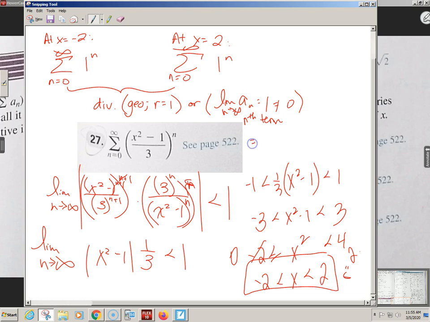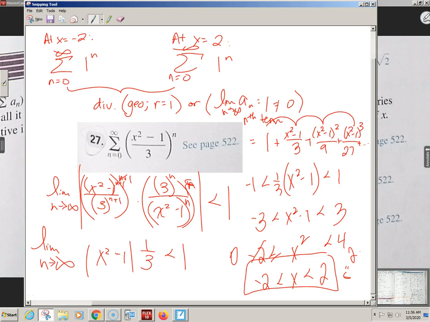Like plugging in 0. If I plug in 0, anything to the 0 power is 1. If I plug in 1, I get x squared minus 1 all over 3. If I plug in 2, I would have x squared minus 1 squared all over 9. If I plug in 3, x squared minus 1 cubed over 27. What kind of series is this? Geo, you have something to the n. You have a common ratio. What's happening every time? I'm multiplying by another x squared minus 1 over another 3. And that's what's going to be each and every one of those jumps.